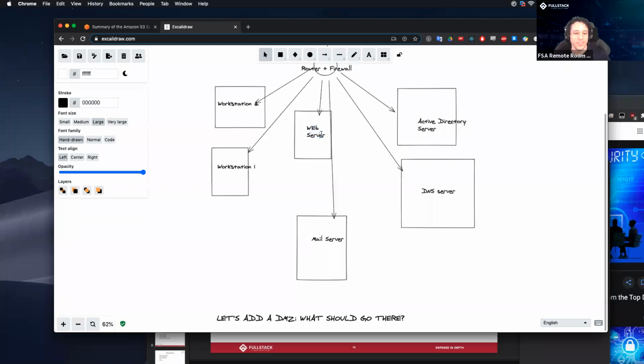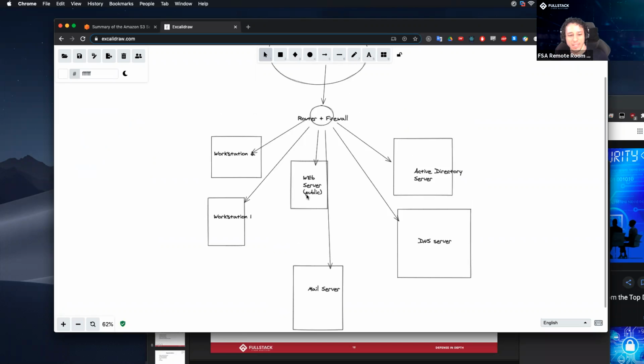Let me be more specific here. I'll say that this is a public web server. Right. For the same reason, the mail server, assuming it's a public mail server, not an internal one. Even if it is internal, I would argue I should be able to get mail from outside of the network. So yeah, I agree with you. Both of these devices should live in a DMZ.